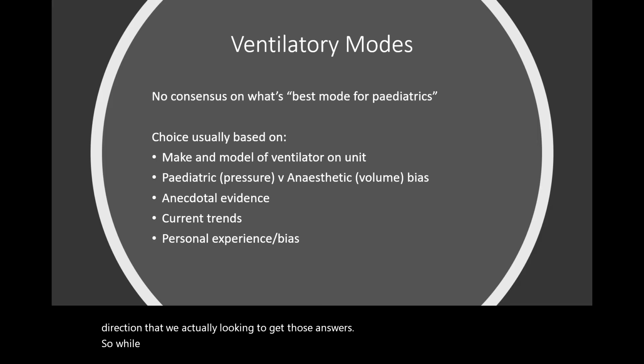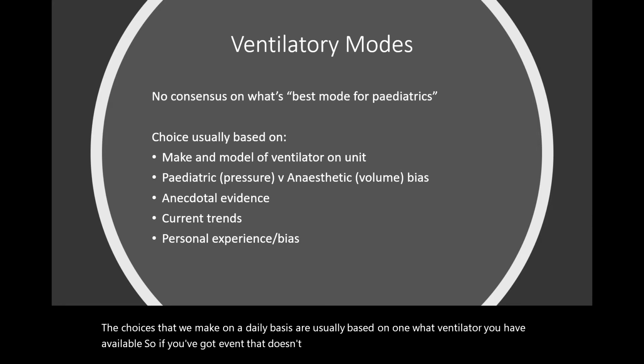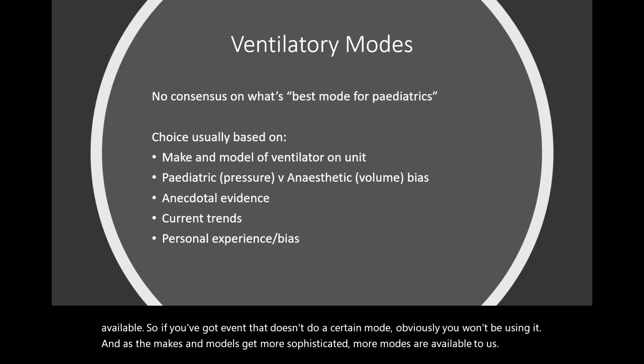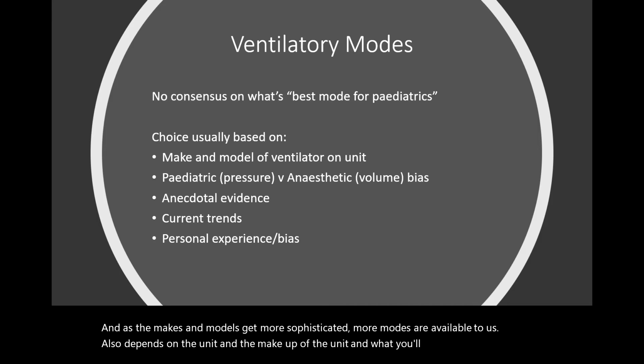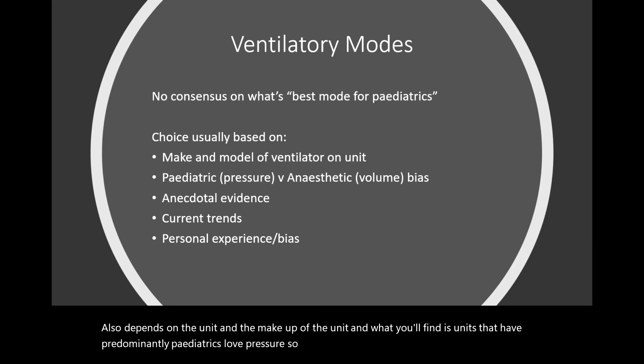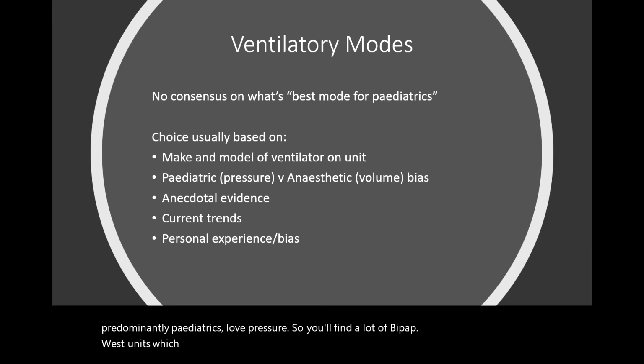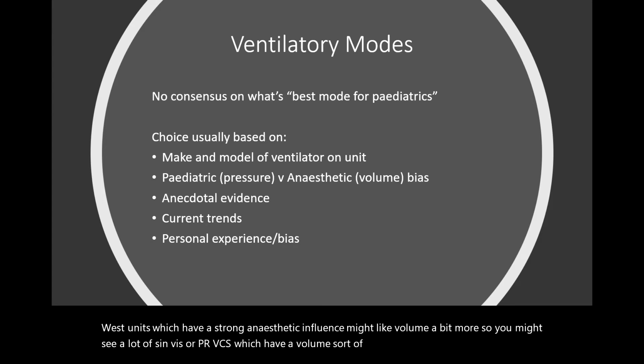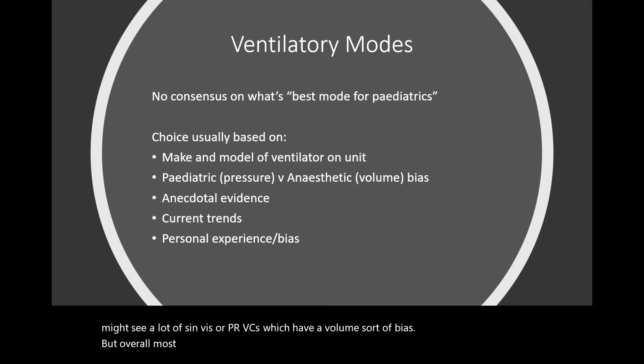So while there's no consensus on what the best mode is for pediatrics, the choices that we make on a daily basis are usually based on, one, what ventilator you have available. So if you've got a vent that doesn't do a certain mode, obviously you won't be using it. And as the makes and models get more sophisticated, more modes are available to us. It also depends on the unit and the makeup of the unit. What you'll find is units that are predominantly pediatric love pressure, so you'll find a lot of BiPAP. Whereas units which have a stronger anesthetic influence might like volume a bit more, so you might see a lot of SIMVs or PRVCs, which have a volume bias. But overall, most ventilation modes are decided on anecdotal evidence, personal experience, and what the current trends are.